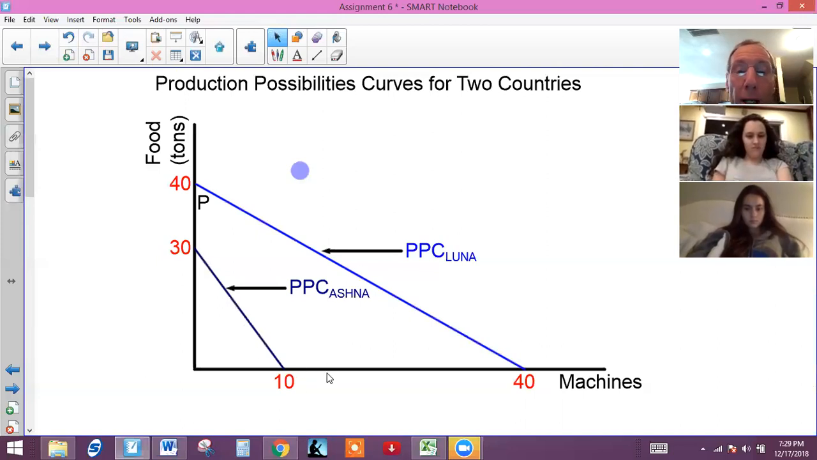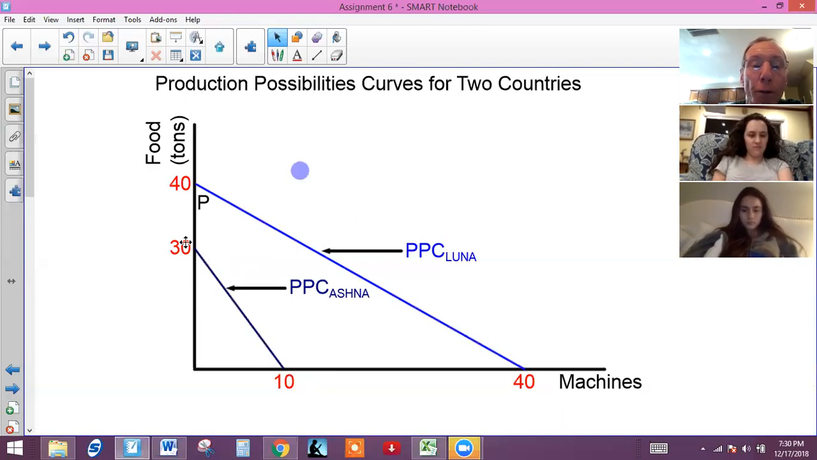Ashna to, and you want to find the answer because what would make these two countries want to trade is if they could trade and get whatever they are selling for a cheaper, okay? So in this case right here, Ashna is better at producing food, so they're going to sell food for machines. So 1 machine is going to cost them, if they just don't trade at all, if they just stay in their own country, 1 machine is going to cost them 3 tons of food.